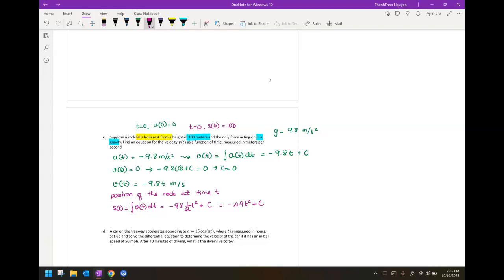And like we said, the rock starting from 100 meters high would mean the initial position is 100. So s of 0 equals 100 implies c equals 100. So the position function is s of t equals negative 4.9 t squared plus 100.